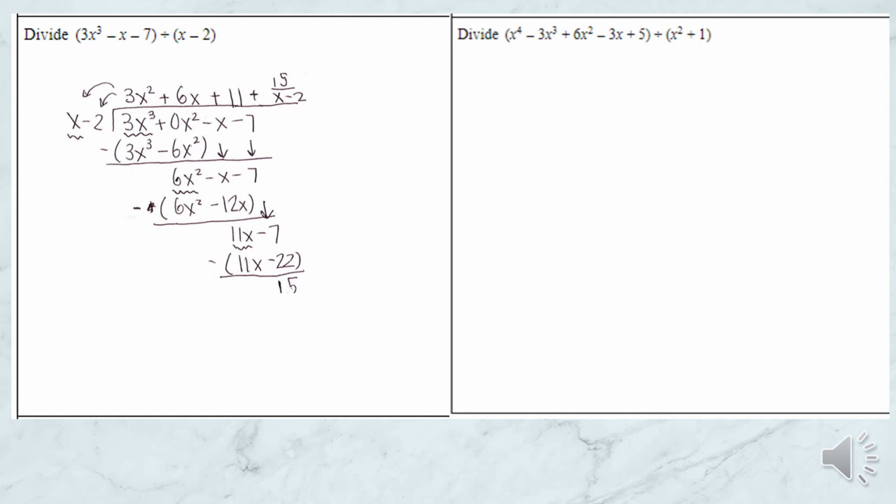Those are called missing coefficients. Then the process is still the same. So keep in mind you have to fill in zeros if something is missing.